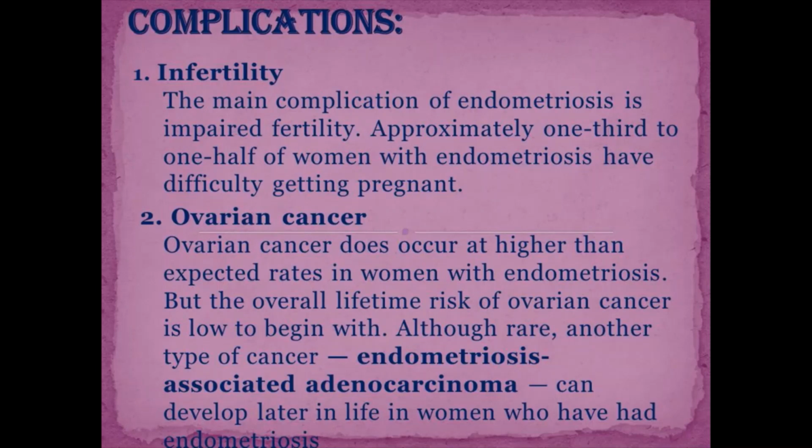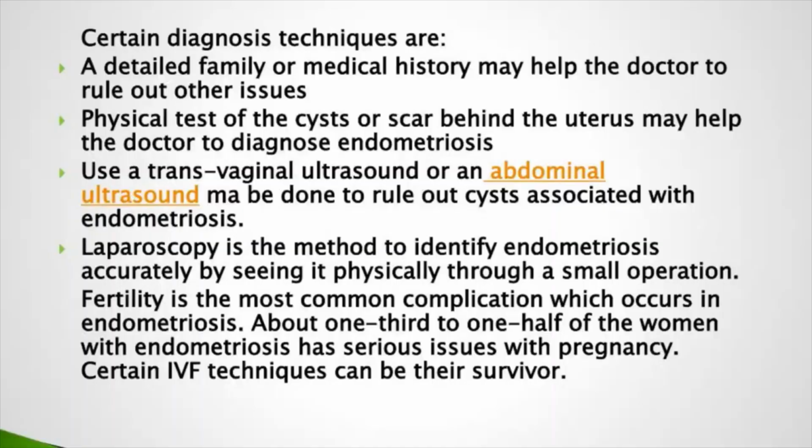Cancer. Ovarian cancer does occur at higher than expected rates in those with endometriosis, but the overall lifetime risk of ovarian cancer is low to begin with. Some studies suggest that endometriosis increases that risk, but it is still relatively low. Although rare, another type of cancer, which is endometriosis-associated adenocarcinoma, can develop later in life in those who have had endometriosis. Now coming to the diagnosis of endometriosis.